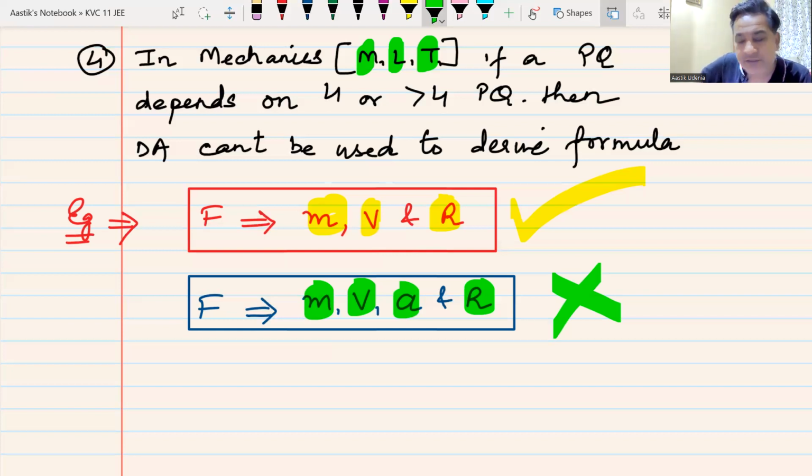I hope you are noting it down. This is limitation number 4. Have you noted it down? Limitation number 4. Anyone has noted this down? Shall I move ahead?